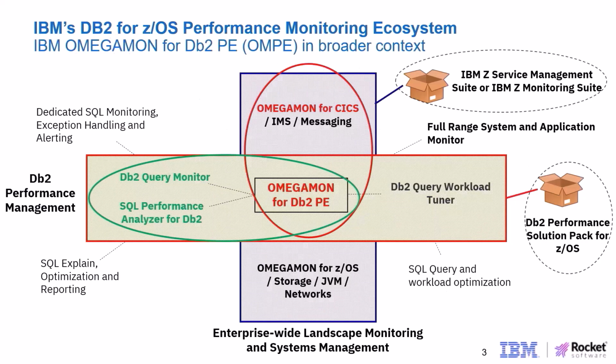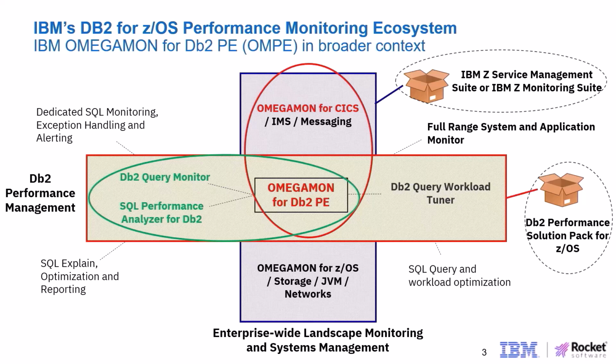This slide shows how OMPE is embedded and integrated into IBM's monitoring ecosystem. OMPE is sharing the same infrastructure with the rest of the OMEGAMON family, so it allows easy navigation across OMEGAMON monitoring components, for example OMEGAMON for CICS to OMPE and vice versa. The navigation between OMEGAMON CICS and OMPE is supported for still running CICS Db2 threads, but also for recently finished transactions in the monitoring historical view.